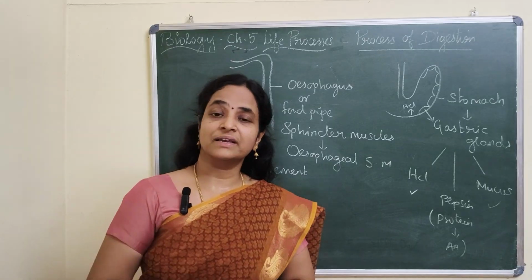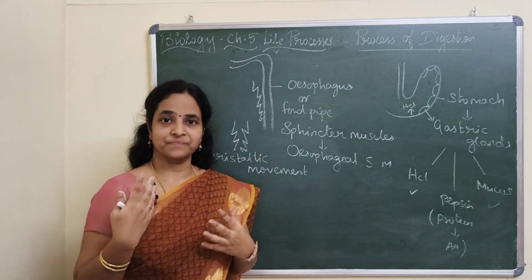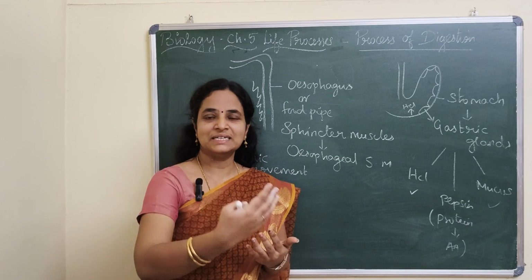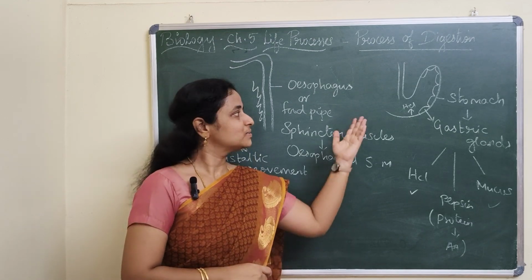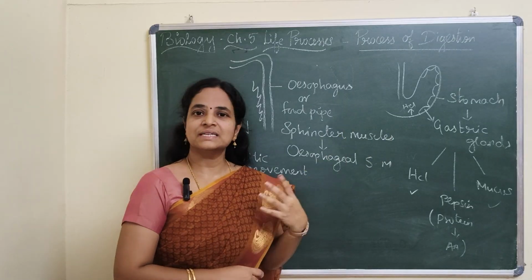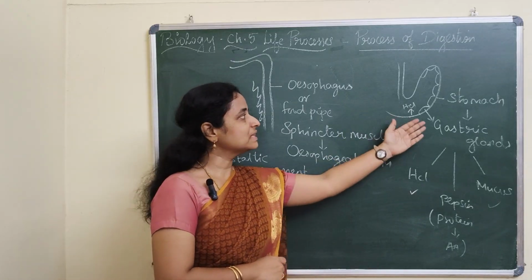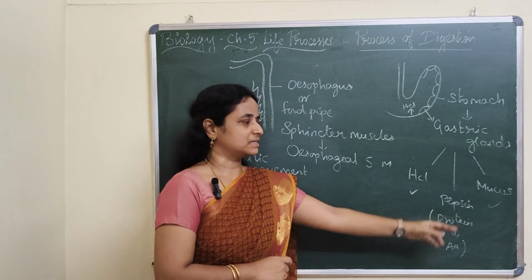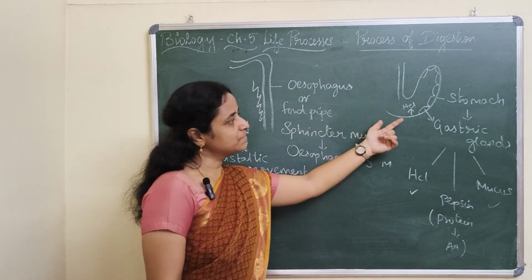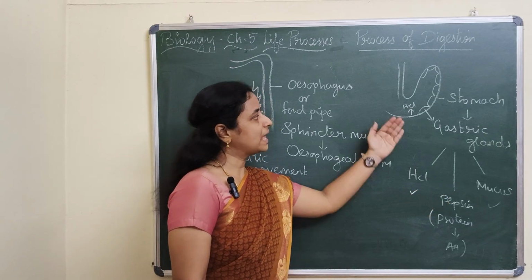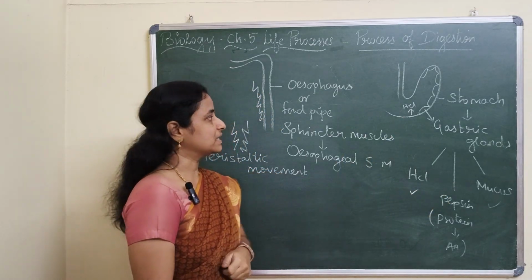This HCl can be secreted even during temptation. Sometimes we are tempted to eat some kind of food, right? Even at that time, HCl production can increase, which causes acidity. So all these are controlled by the secretion of mucus. Okay. So the stomach carrying gastric glands produces HCl, pepsin and mucus, which helps in the digestion of protein.